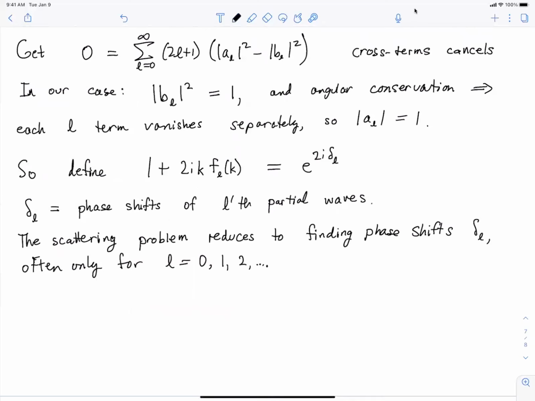Okay, and so in general, suppose we go back to the case where the potential is 0 or very small. If the potential is 0, then you're not going to get any scattering, which means the delta L's will be 0, because then this will be 0, and so our phase shift will just give us 1 here. So note if V(r) is 0, then the phase shifts are 0.